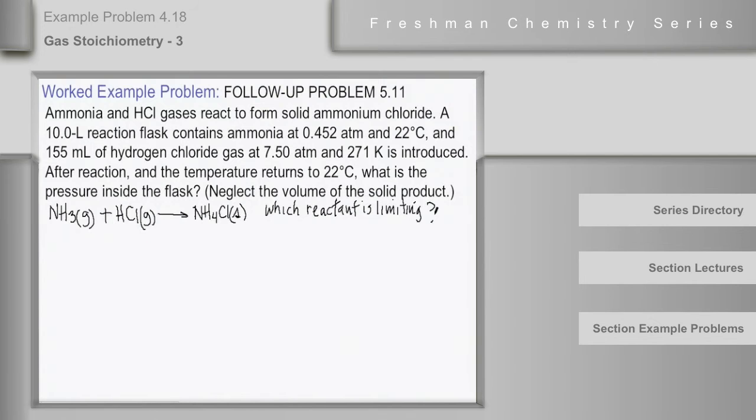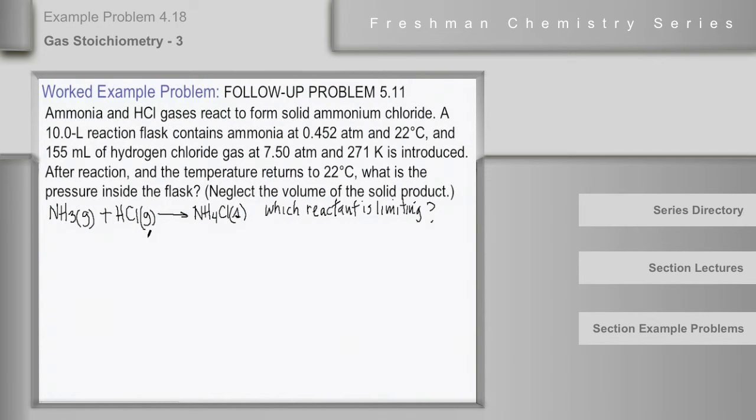Now the next point is, after we determine the limiting reactant, we will observe that whichever reactant that is, all of that reactant will be consumed, and any excess of the other reactant, the non-limiting reactant, we'll call it, will still be present in the flask after the reaction, and it will exert some pressure.